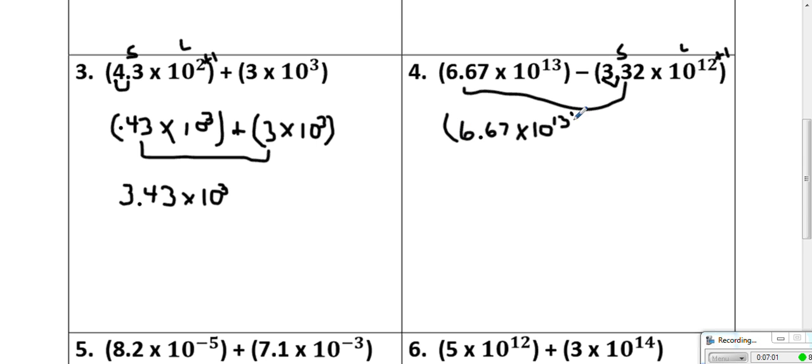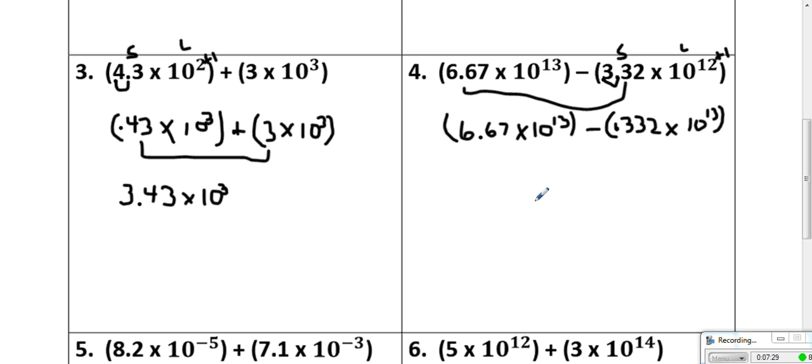Put my parentheses around, subtract, and since I move this, it is 0.332. And now it is times 10 to the 13th, and that's what I wanted, because when you add and subtract in scientific notation, the exponents must be the same.